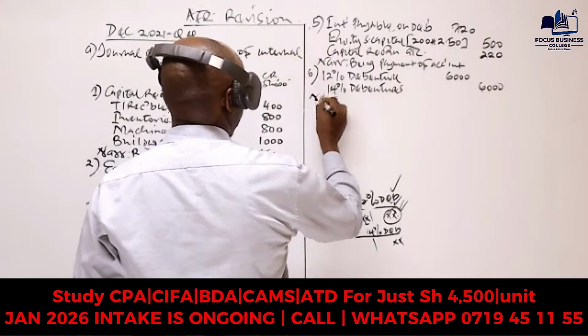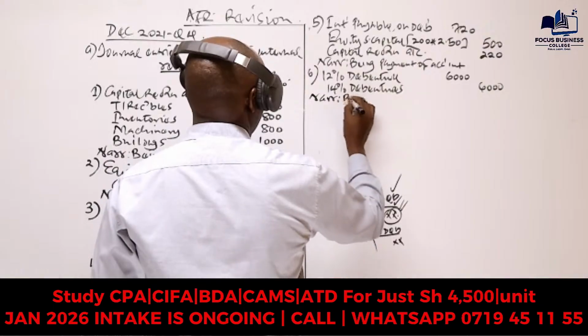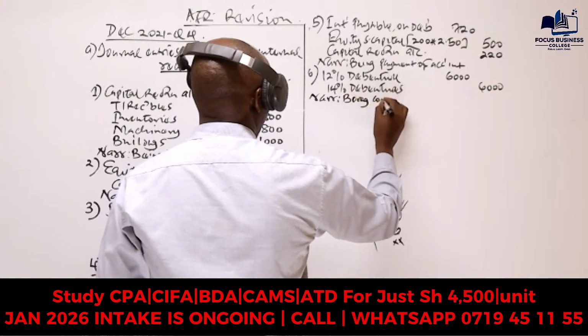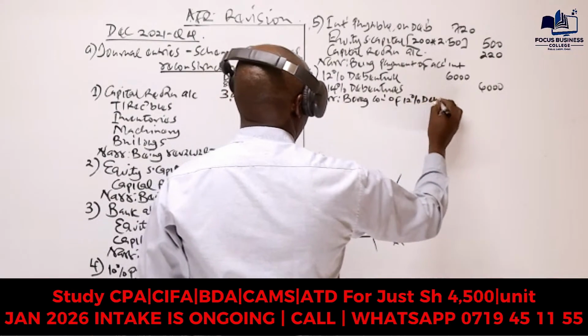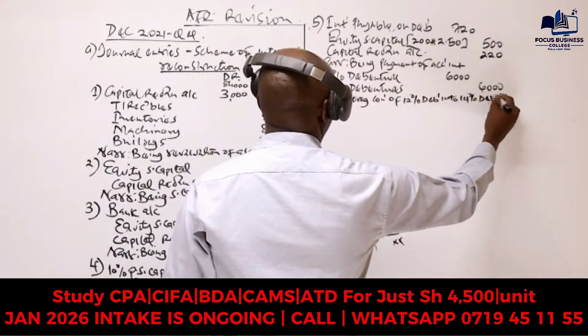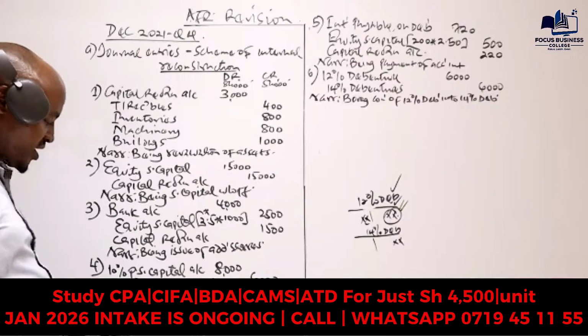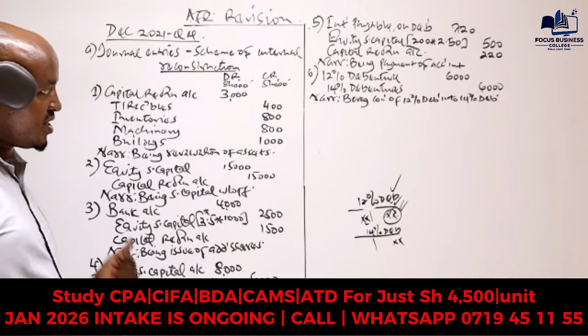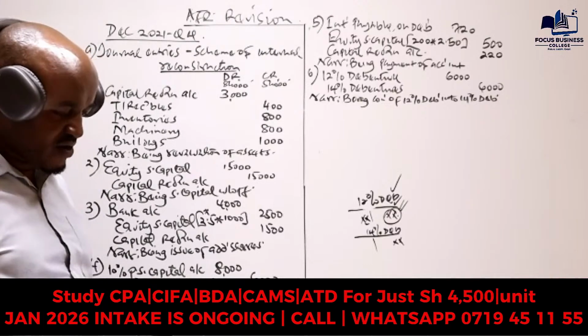So narration, being conversion of 12% debentures into 14% debentures. Being conversion of debentures, or you can just put it like that. Remember that narration has no mark, but it's always good to give a narration of what you have accounted for.